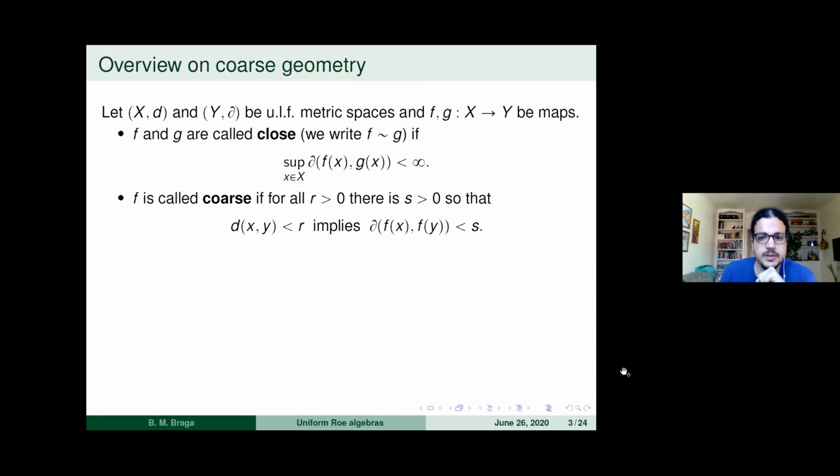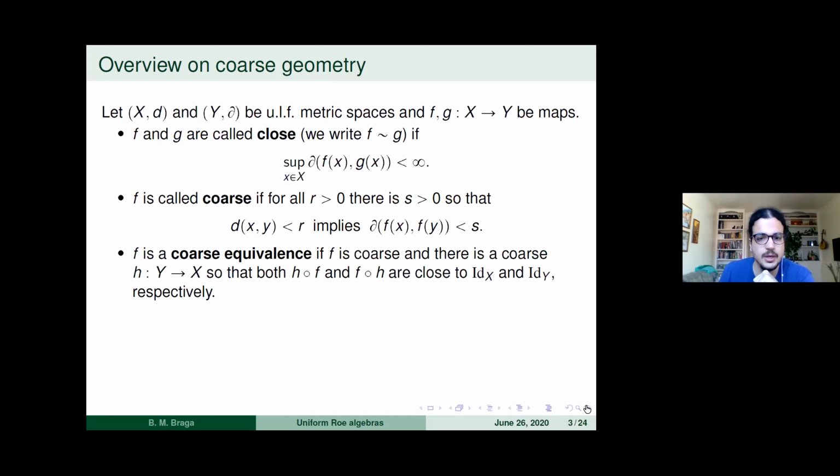You say that a map is coarse if you send bounded sets to bounded sets in a uniform way. By uniform, I mean there is this assignment that for every R you can find this S, and it doesn't depend on the points. You're sending R-close points to S-close points. And the map is going to be a coarse equivalence.